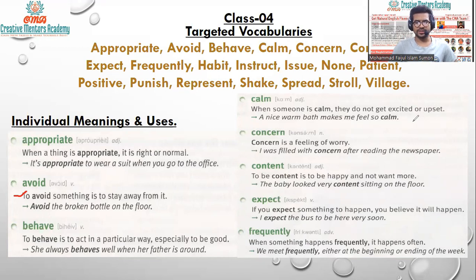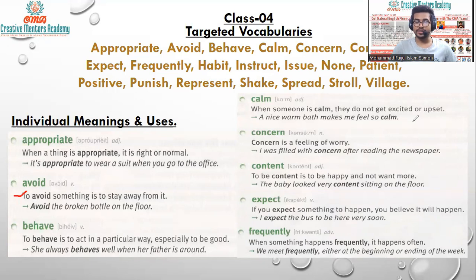Expect, not expect. If you expect something to happen, you believe it will happen. I mean, a strong desire you have, that is called expect. So I expect the bus to be here very soon, within 2 minutes.